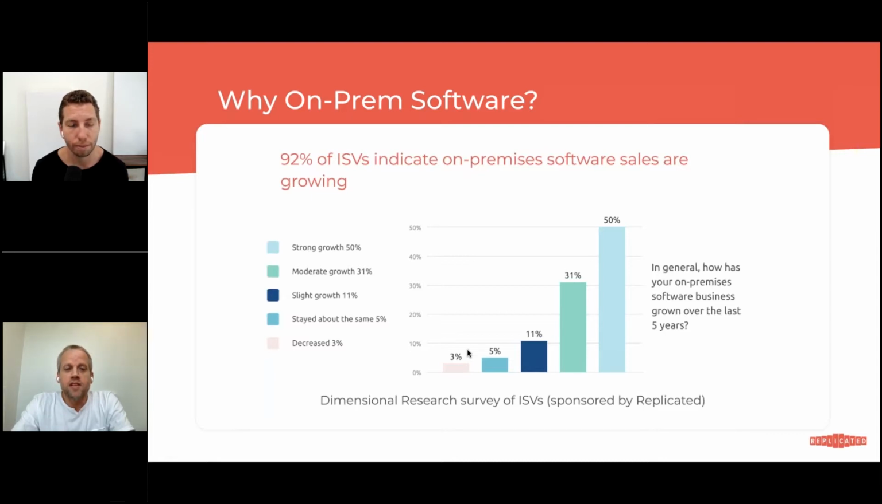We definitely see it as a good way to deploy software with the prevalence of the cloud, and everybody has equal access to the same infrastructure. We see the growth of on-prem software, and seeing the actual results of ISVs and the growth that they're seeing was really eye-opening. It was great to have that validation and say, what we're seeing is not just us; it's across the industry as a whole.